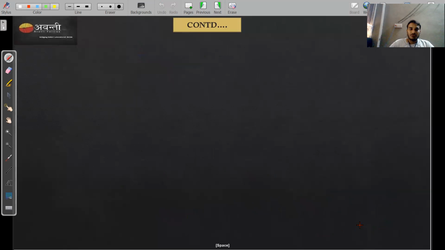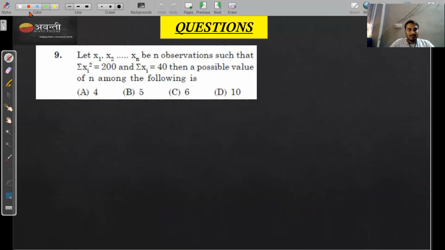Okay, now the next question. It is an easy question, right? I hope everyone has solved this one. The question is saying that we have n observations x1, x2 up to xn such that summation of xi is 200 and summation of xi square is 40, sorry, summation of xi is 40 and summation of xi square is 200. We have to find the possible value of n among the options given. Possible value of n means, if this is single correct, it means one is not in the range of n, others are in the range of n, right? If it is single correct, which I believe it is, right?